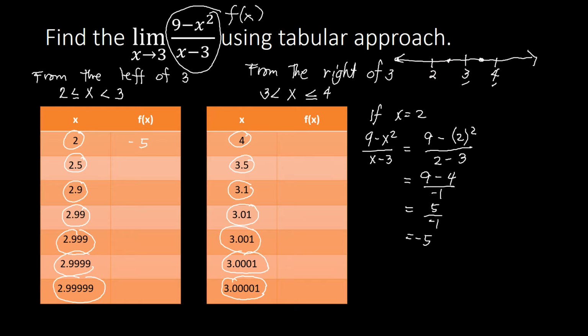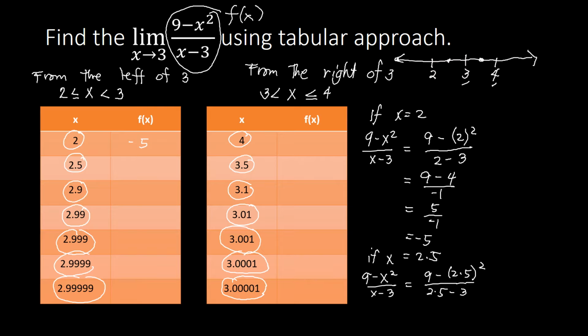And then we go for the next value. The next value here is x equal to 2.5. So again, we repeat the process all throughout until we have the last number on our table and the other table. So going back to the function again, 9 minus x squared over x minus 3, that will be equal to 9 minus our x squared, which is 2.5 squared, over 2.5 minus 3.